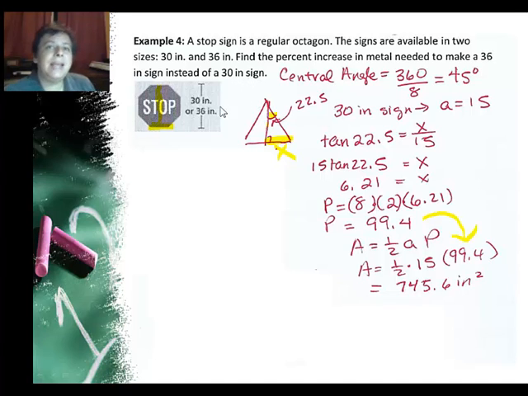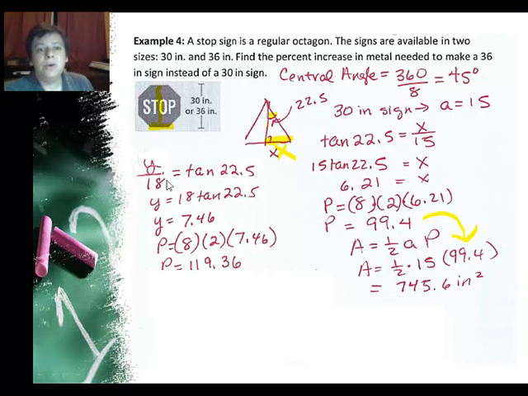Now I'm going to do the same thing for the 36-inch side. So the apothem now will be 18. So that's why I have an 18 on bottom here, whereas I had a 15 on bottom there. The smaller sign had a 15 apothem, the larger sign has an 18 apothem. Where did I get 18? Half of 36 is 18.